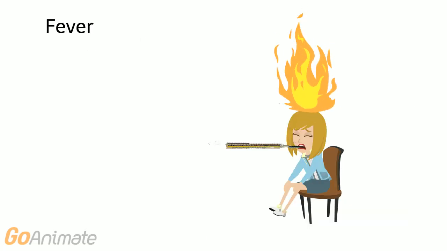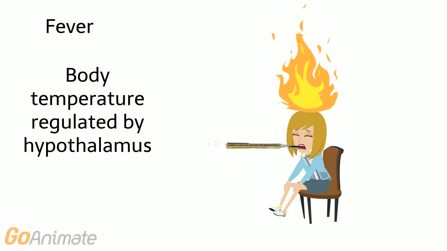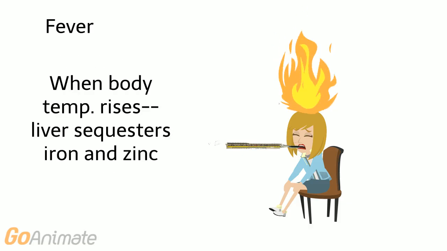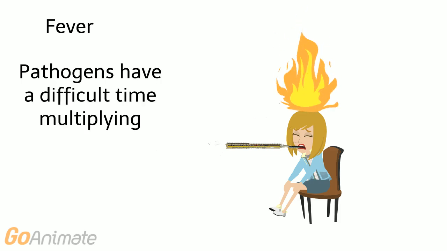Fever is a form of innate immunity as well. Body temperature is regulated by the hypothalamus. Chemicals called pyrogens can elevate the temperature set point in the hypothalamus. As body temperature rises, the liver sequesters iron and zinc, which pathogens need to replicate. Fever makes it harder for pathogens to multiply.